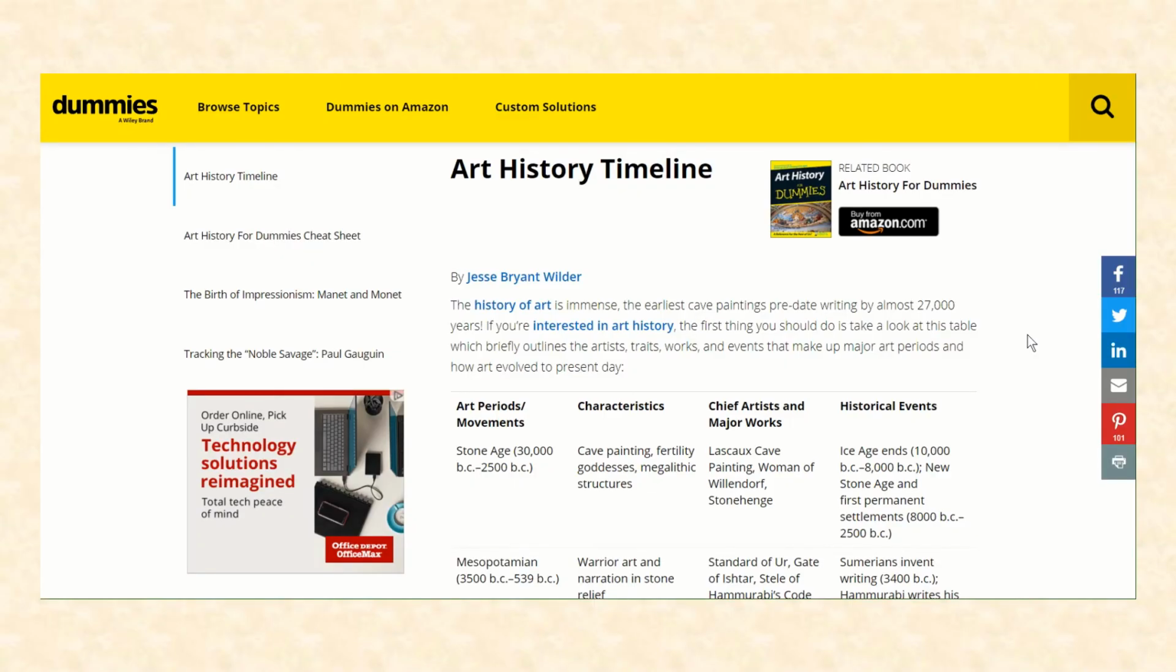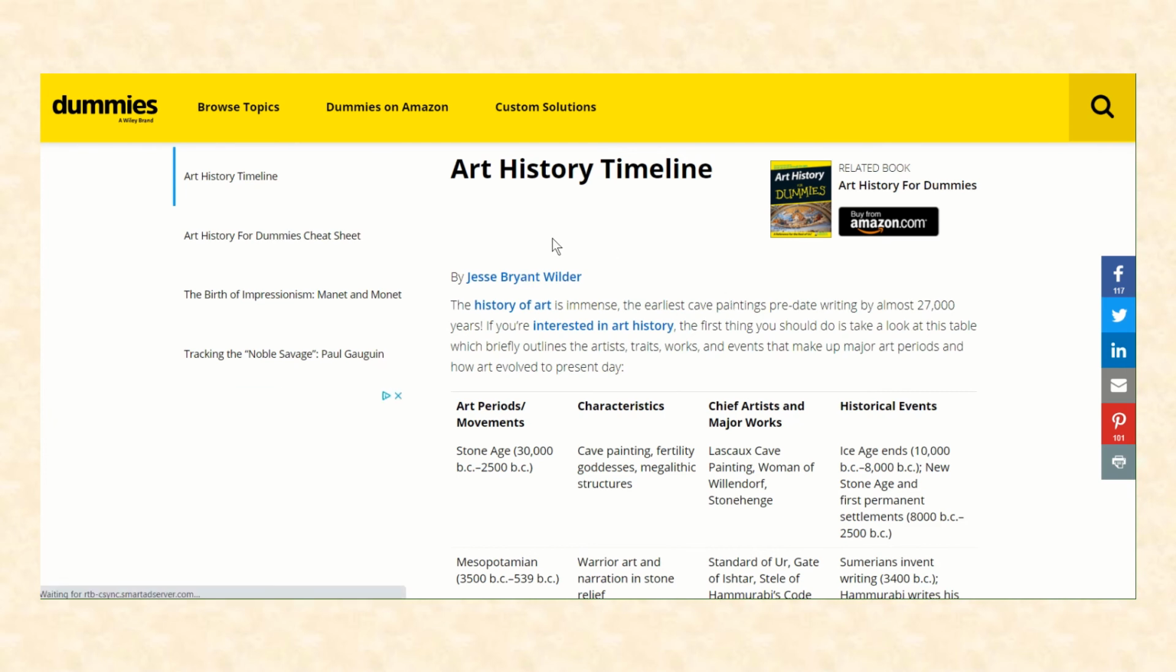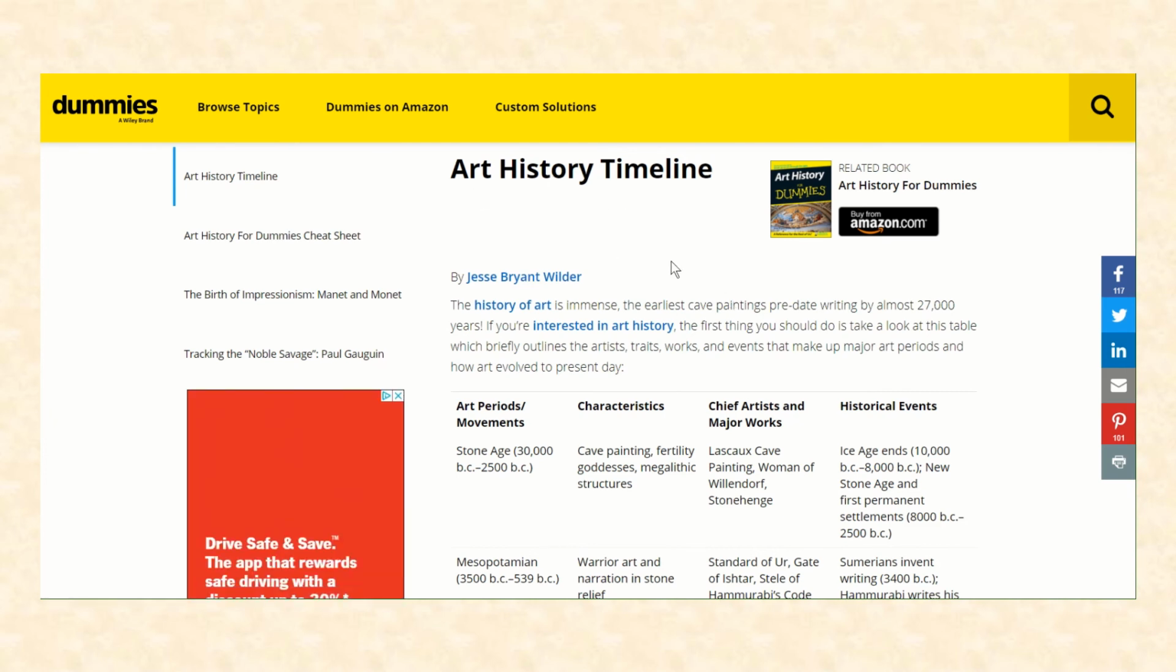A lot of people like looking at the For Dummies series of books, and they tend to be a lot of fun to read, easy to understand, and also provide a good, solid framework for understanding whatever the topic is. And this book is no less than that. It's a very good book, Art History for Dummies. So here's the website that goes along with Art History for Dummies and deals with art history timeline.